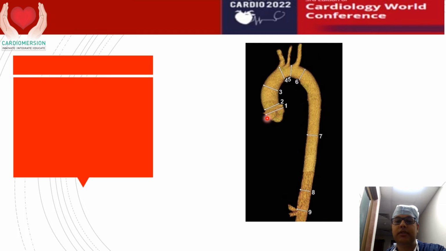These are the different levels of the CT angio. As we can see, at number 1 is usually the aortic annulus, then the aortic root, then the STJ, sinotubular junction, ascending aorta, and then there is the arch at different levels, the descending thoracic aorta at the level of the diaphragm, and the abdominal aorta, and the femoral arteries.